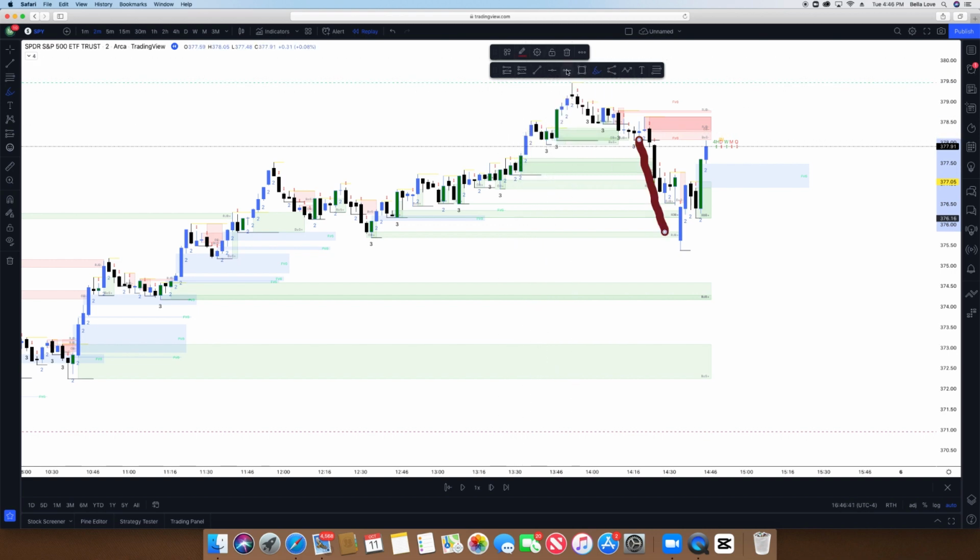You guys can see how it broke structure. It basically broke this swing low, but I'll bring the swing low way over here. So it broke the swing low. It took out liquidity, and then it went back to rebalance the market. So while it's rebalancing the market, it's creating another displacement.